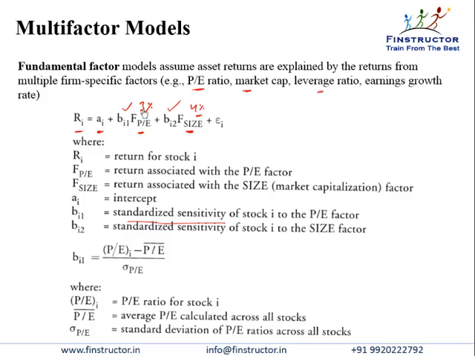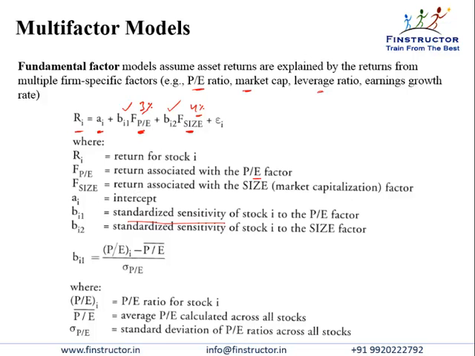Now, before I can apply this factor or any of these factors to my company, I will have to decide whether my company is a low P by E company or a high P by E company, because if it is a standard company, then this B1 must be 0. If it's a standard company, there is no small size or big size, it's an average size, then this factor sensitivity should be 0. So P by E is the return associated with the P by E factor.